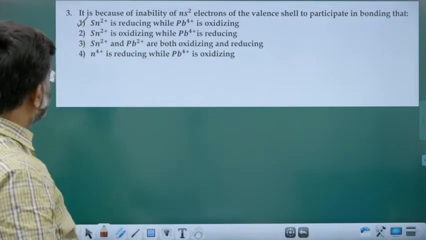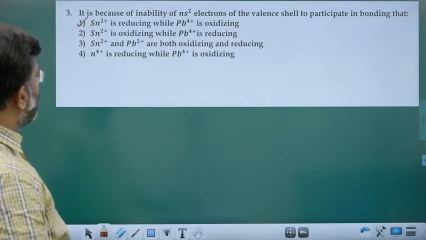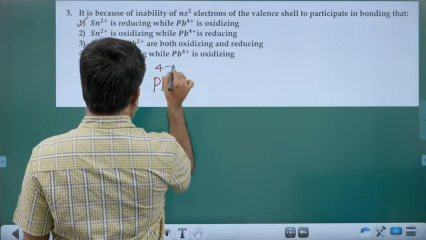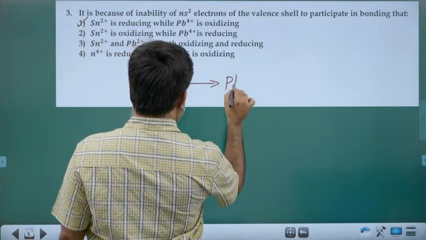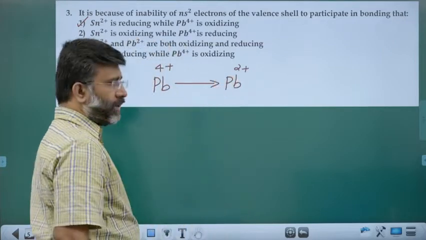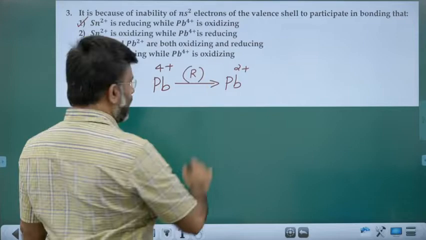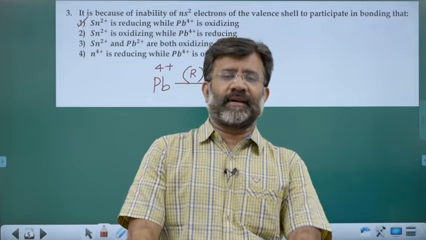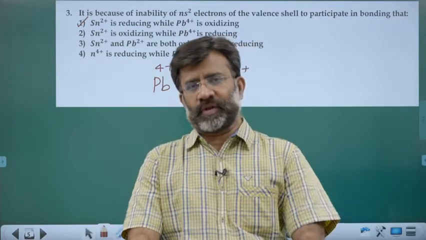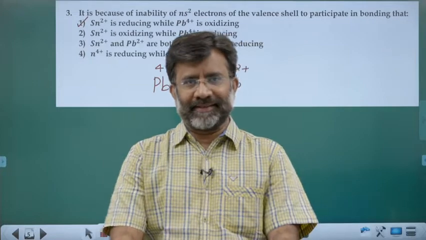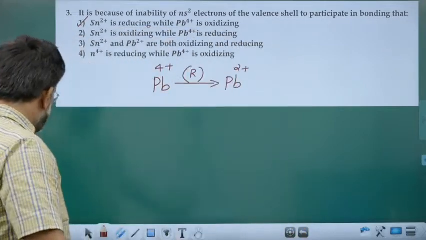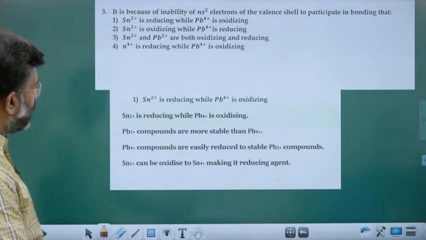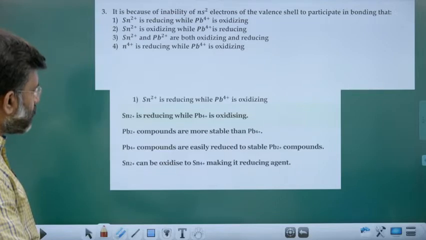Sn2+ will act as a reducing agent while Pb4+ will act as an oxidizing agent. Why? Because Pb4+ is unstable. It will have a great tendency to come to Pb2+. It undergoes reduction and acts as a very good oxidizing agent. As far as SnCl2 is concerned, we use it even in organic chemistry as an excellent reducing agent, right? So first choice itself is the correct answer. Sn2+ is reducing while Pb4+ is oxidizing.